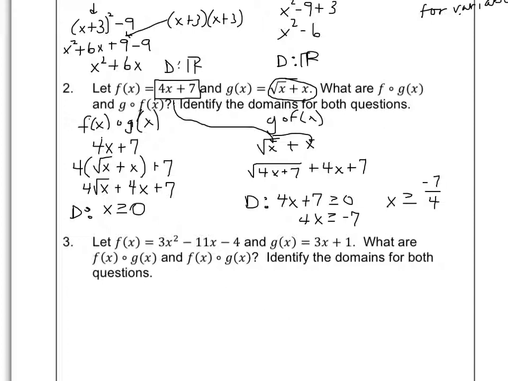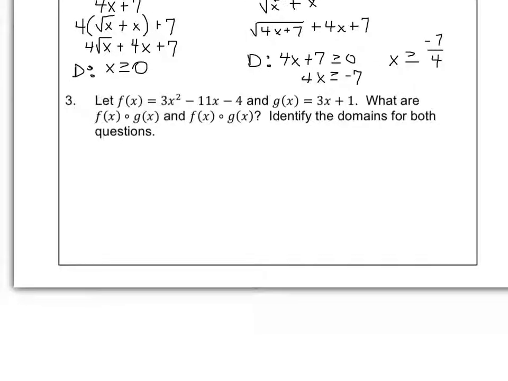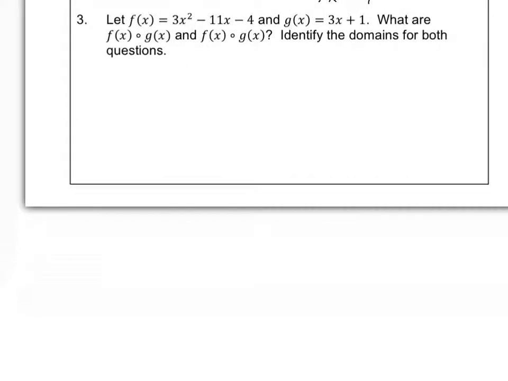Okay, now let's take a look at this last example. And this last example is kind of interesting because we've got a trinomial and a binomial. So I want to find f of x, composition g of x. And you'll notice here, I'm going to flip these guys around. Let's cross this guy out and let's make this g of x, composition f of x. Okay, we'll go both ways.